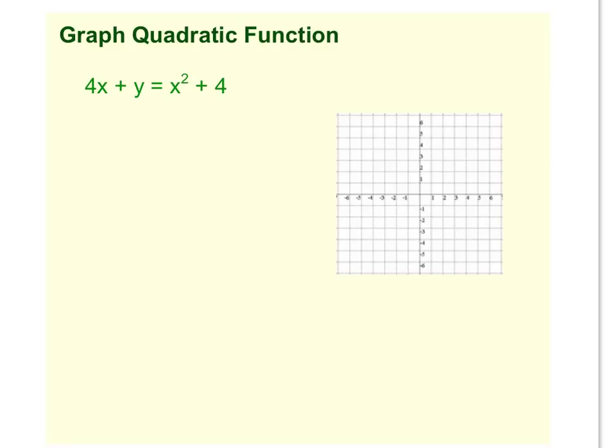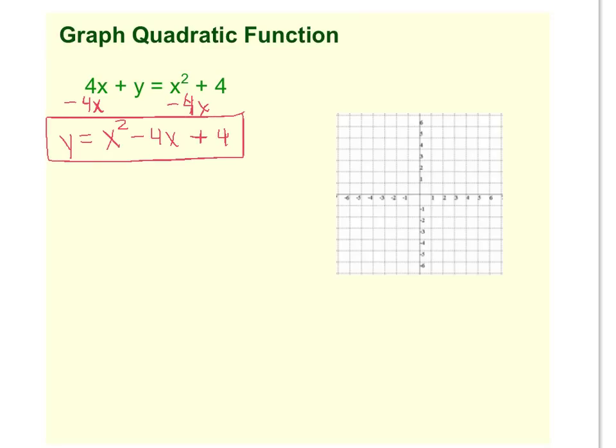You can see that the y is not alone over here, so that 4x, we just have to get to the other side. So we can go ahead and subtract 4x from both sides. That's a 4. So we are dealing with y equals, and then just make sure you write it in standard form, x squared minus 4x plus 4. Alright, so this is what we're going to graph.